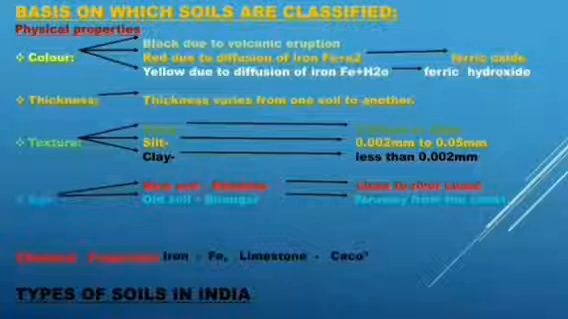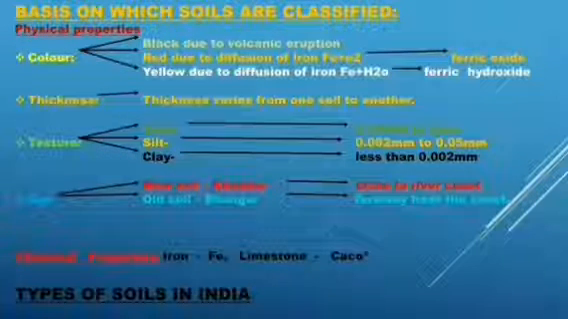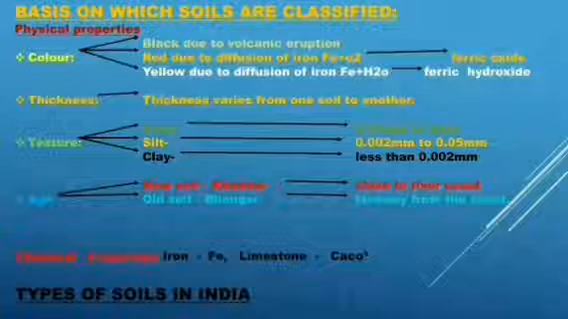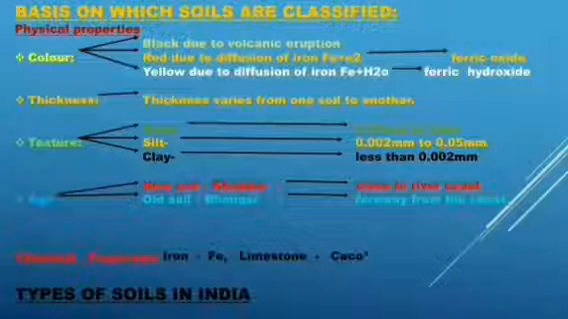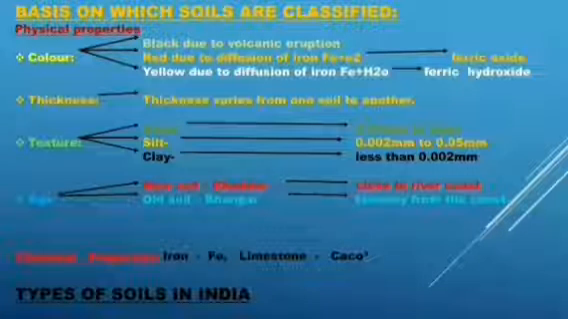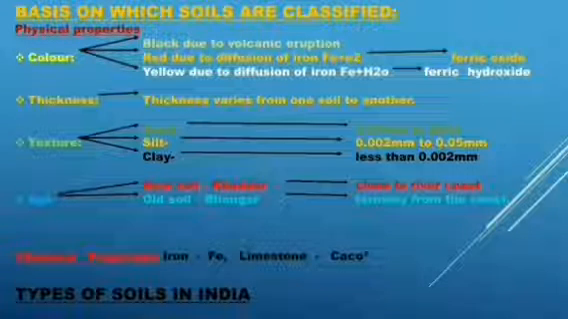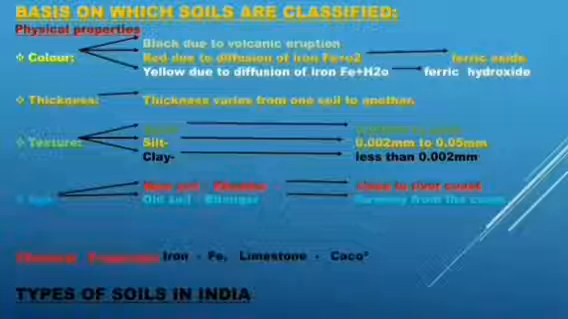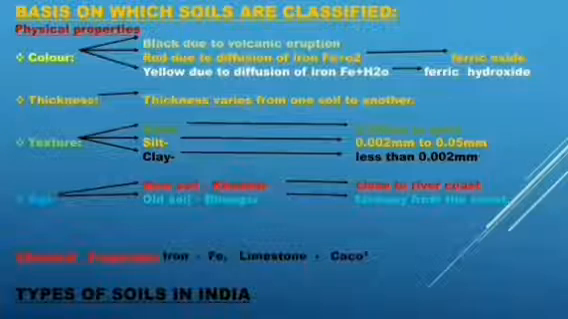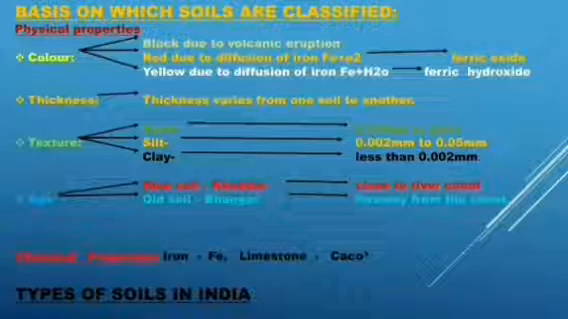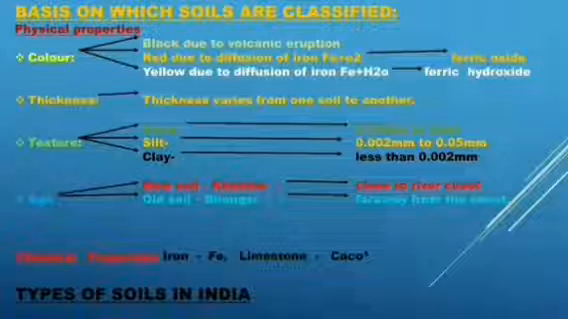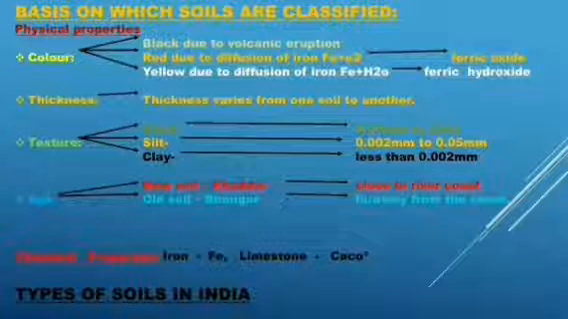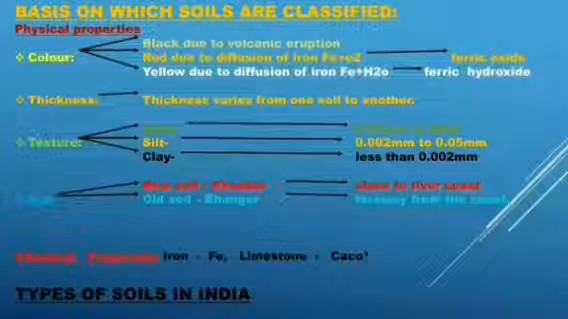On the basis of this texture, soils have been classified. We will discuss them. Age. On the basis of age, soils have been classified into two: new soil and old soil. One is Khadar and another is Bangar. You know, Khadar is close to the river and is formed every year due to the floods, and Bangar is old soil which is far away from the river coast.